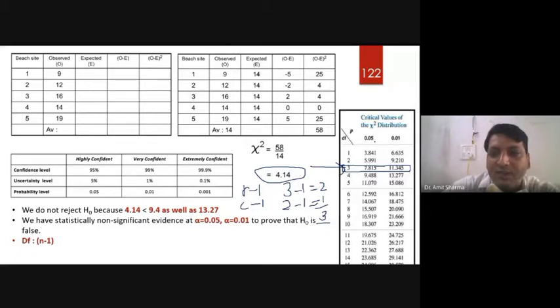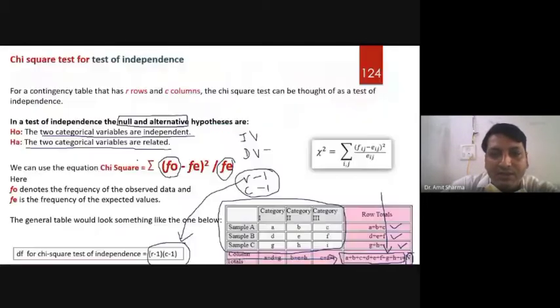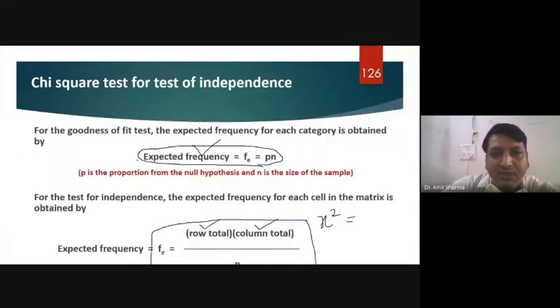Whichever alpha level you are taking, 0.05 or 0.01, according to that, at which confidence interval level you are working, you can decide and write your results. So that's the difference between the test for independence and test for goodness of fit.